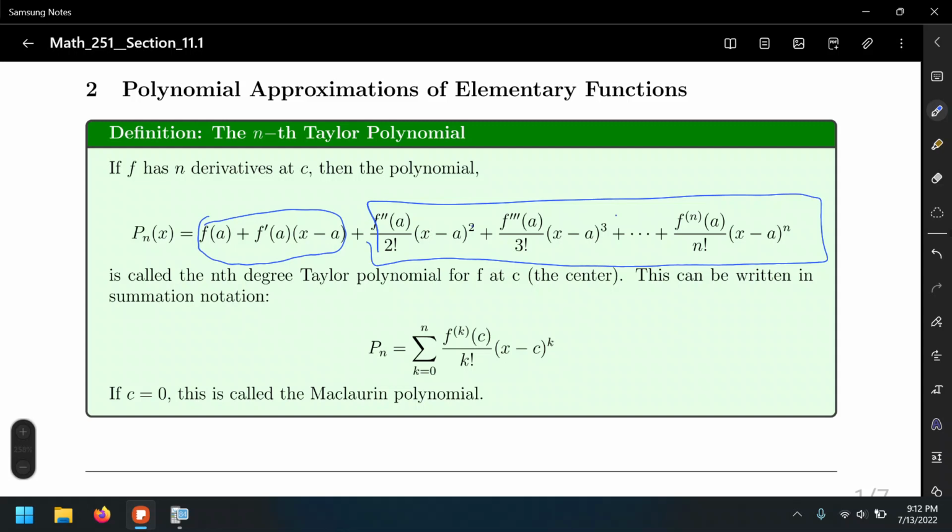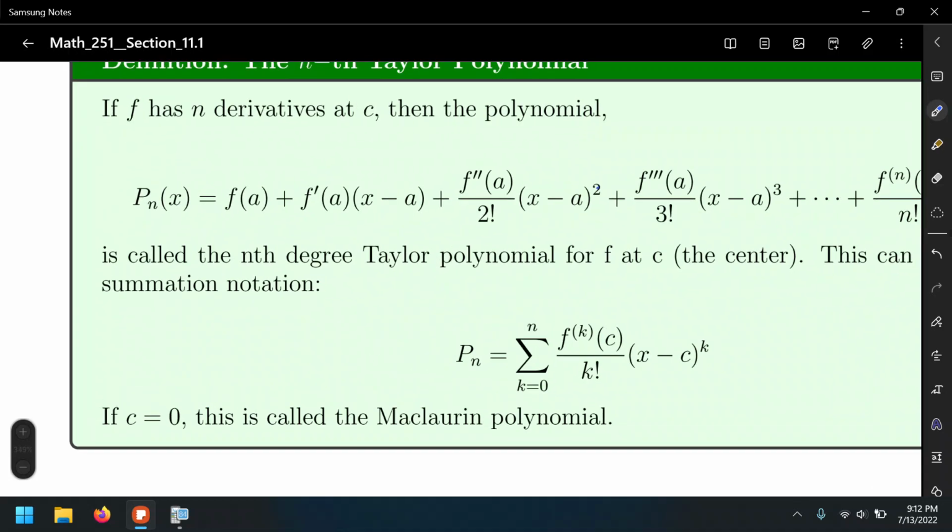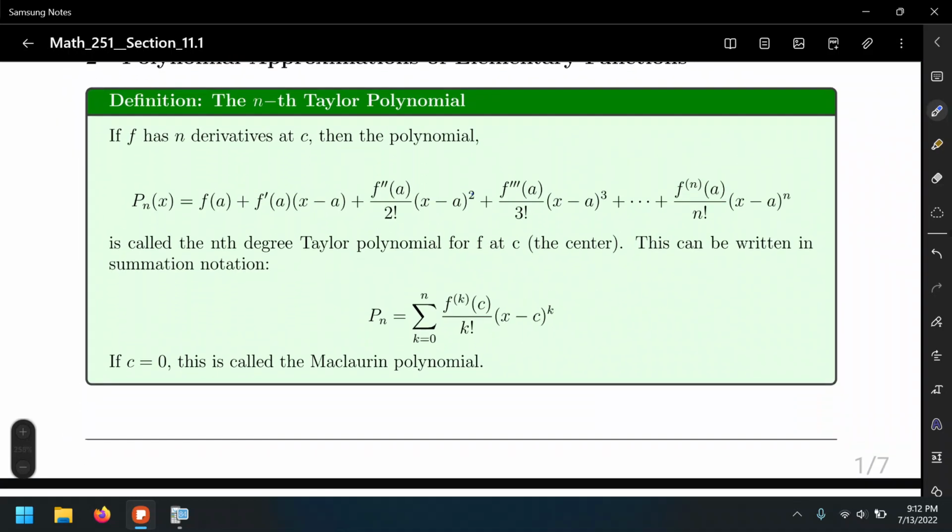All right. So in this case, we are finding a polynomial approximation of a function centered at a value c. And of course, if we write this using the sigma notation, what we're computing here is the nth derivative, depending on the order of the polynomial that we want, and this is how it looks using sigma notation.